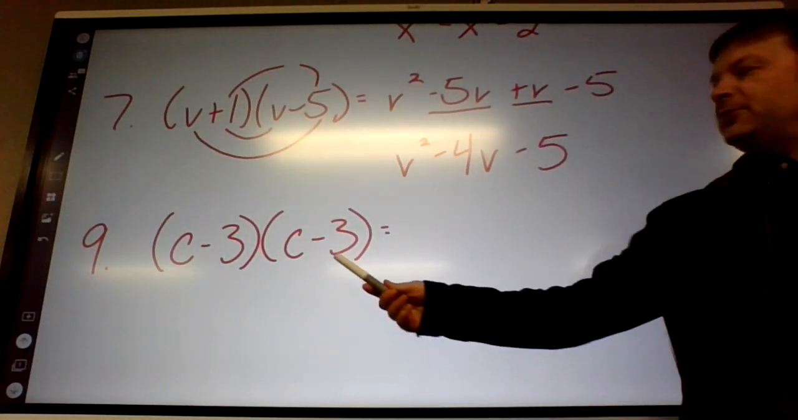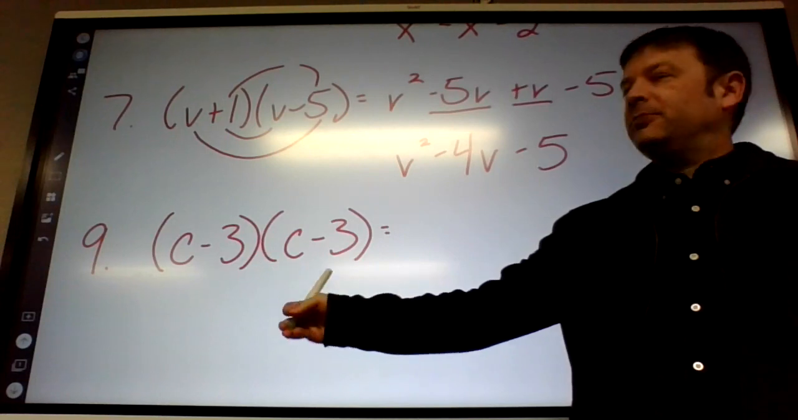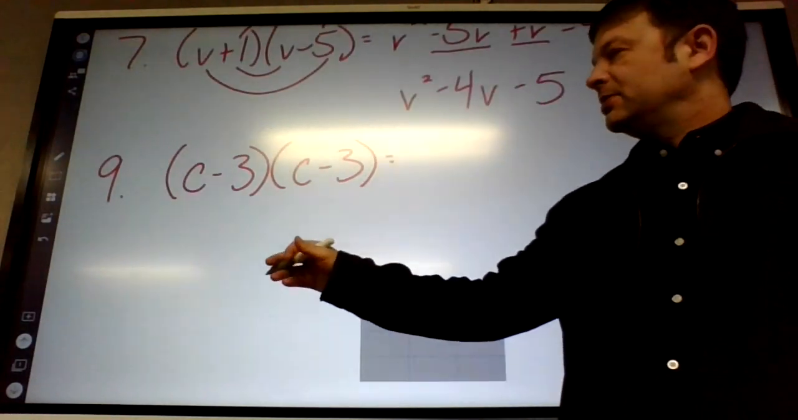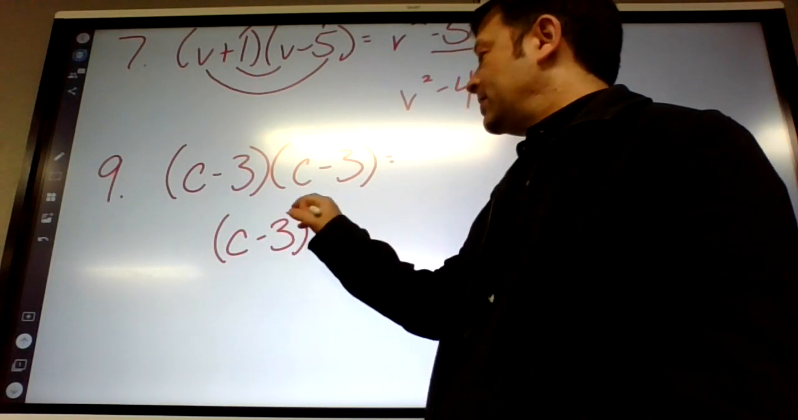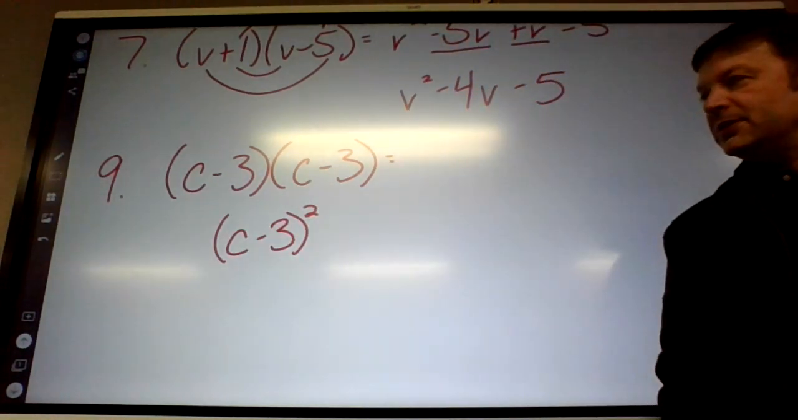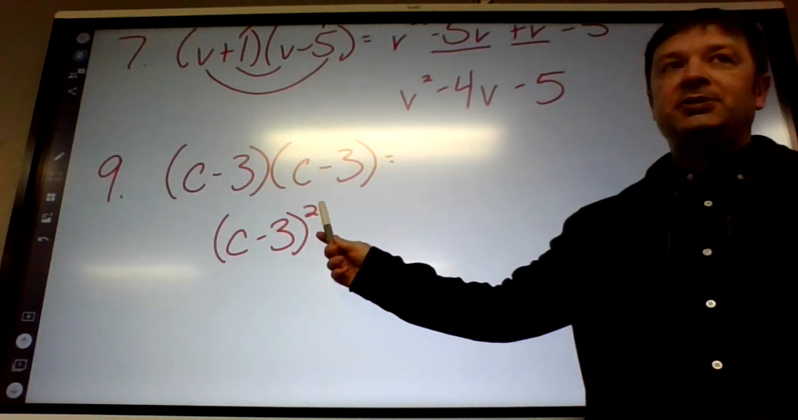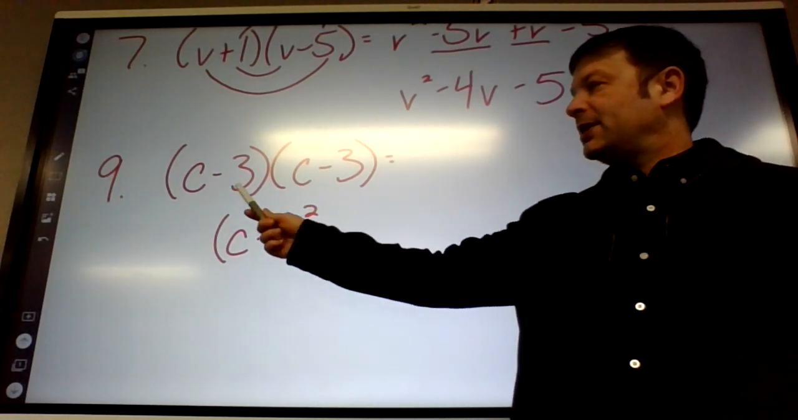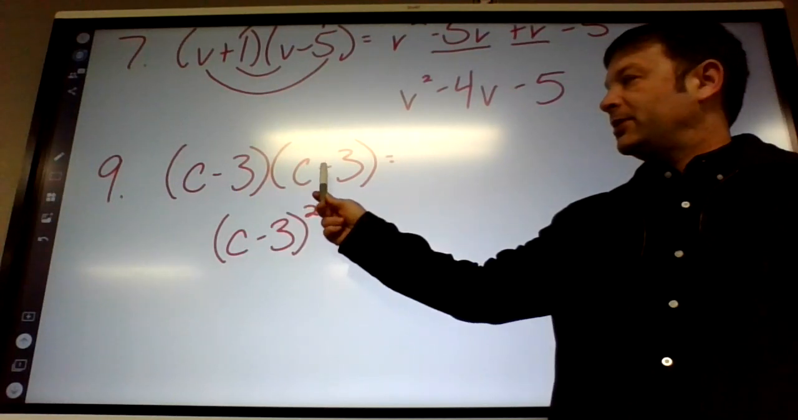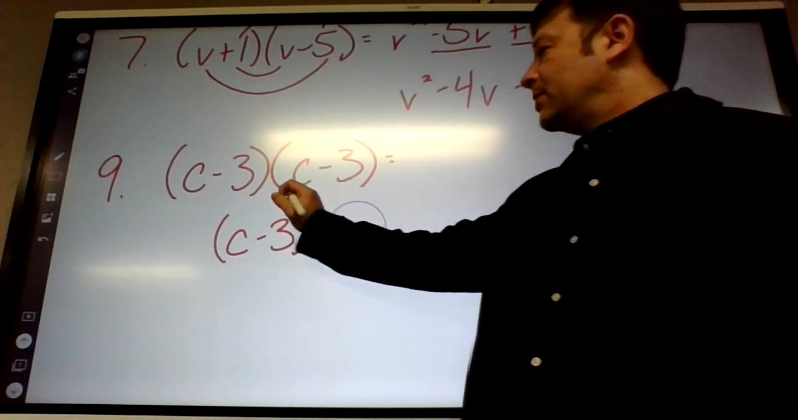C minus 3 times C minus 3. Do you guys know another way they could have written this problem? This is going to come up later. C minus 3 squared, right. C minus 3 times C minus 3 is the same thing as C minus 3 squared. That's what squared means. You take the whole thing times itself. So when you see something like this, it's actually a FOIL problem. You got to work it out like this. We're going to see that later.